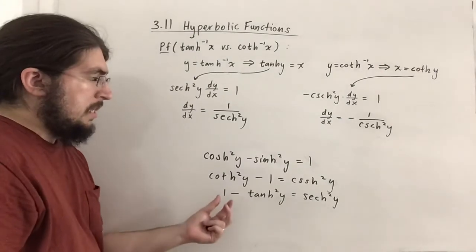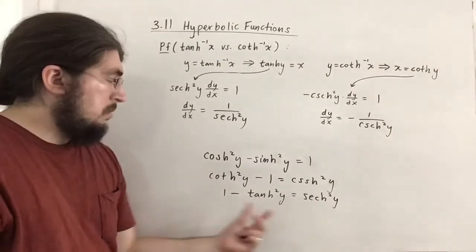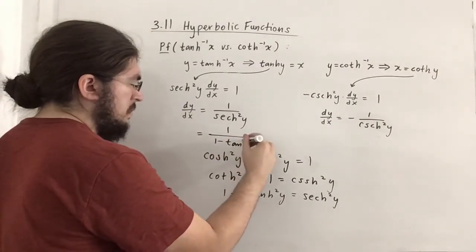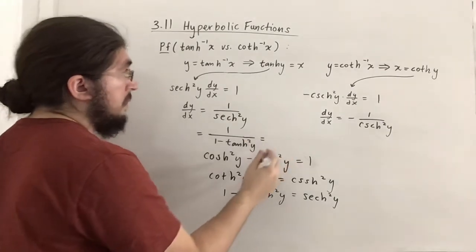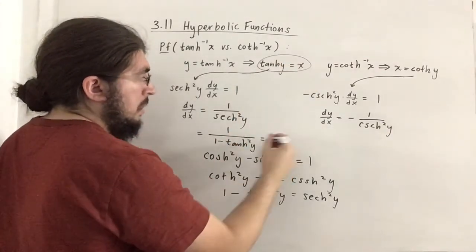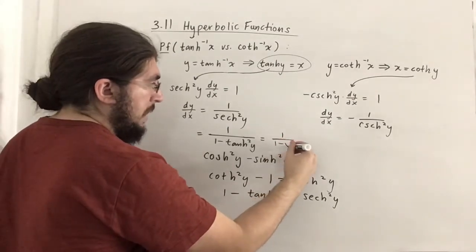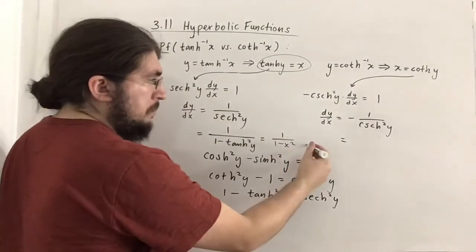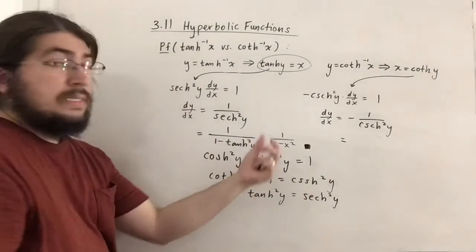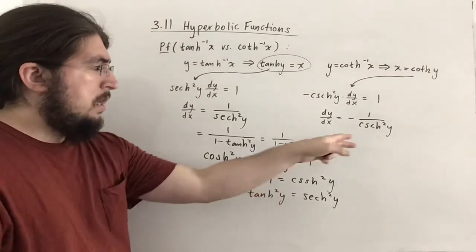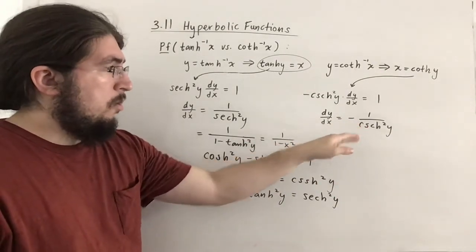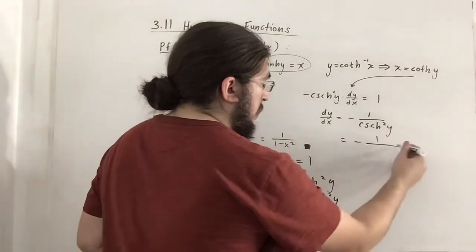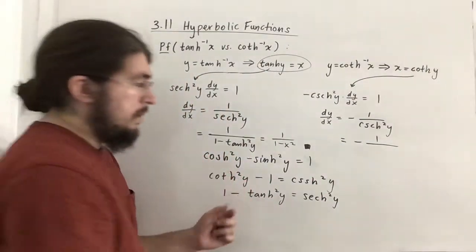And now using these identities, secant hyperbolic squared is equal to 1 minus tangent hyperbolic squared. And notice, tangent hyperbolic of y is just equal to x from this. So this is that squared, so we get 1 over 1 minus x squared. Good. So that completes this proof, but really we're just comparing them to see that they're indeed the same. And I think we're super close. So this is a negative 1 over cosecant hyperbolic squared, which is this. So we get negative 1 over cotangent hyperbolic squared minus 1.